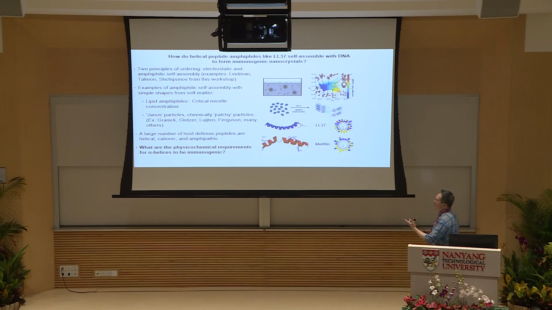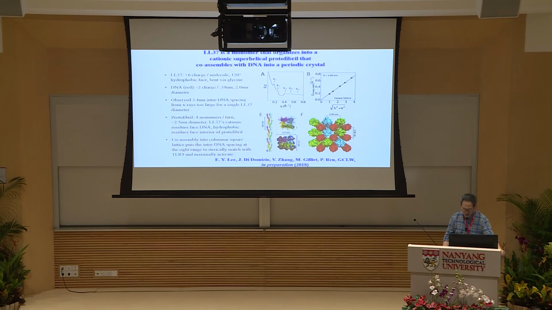The basic question I'm asking is, when you have a peptide that's helical, cationic, and amphiphilic, what are the physical chemical requirements for these alpha helices to be immunogenic in the mechanisms that I have just described? And you can see this is an important question because alpha helices are pretty much everywhere, and it would be important to know when they can actually supercharge your immune system and lead to unforeseen consequences.